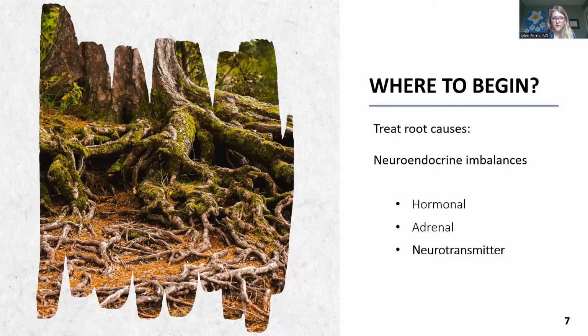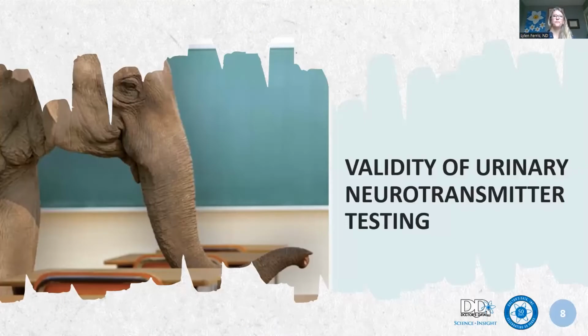So when we, as functional medicine providers, are trying to decide where to begin, I think neurotransmitter secretion is an important consideration. Hormones, in terms of sex hormones, super important, adrenal hormones as well. So today I'm going to focus on neurotransmitters, but because neurotransmitter balance and adrenal health are very intertwined, I will be briefly discussing the HPA axis.